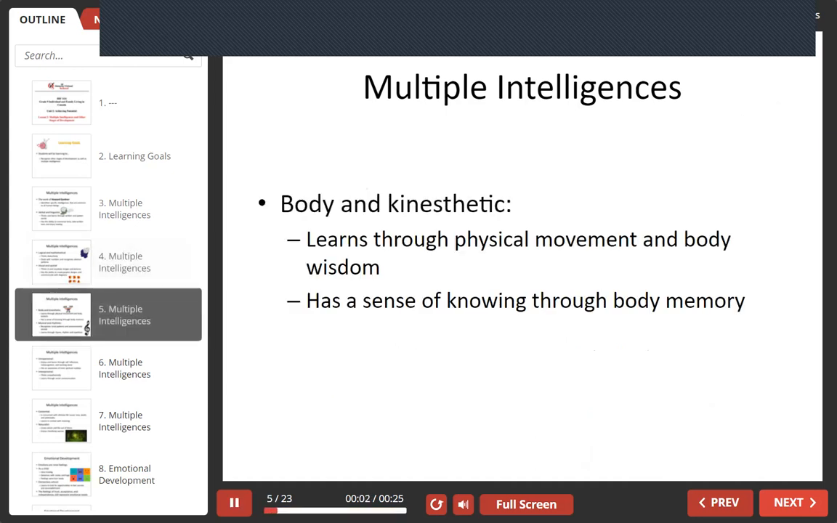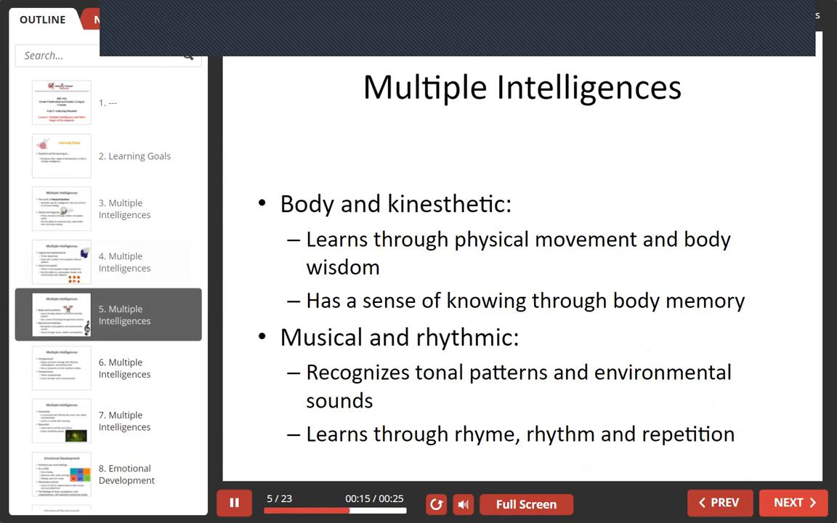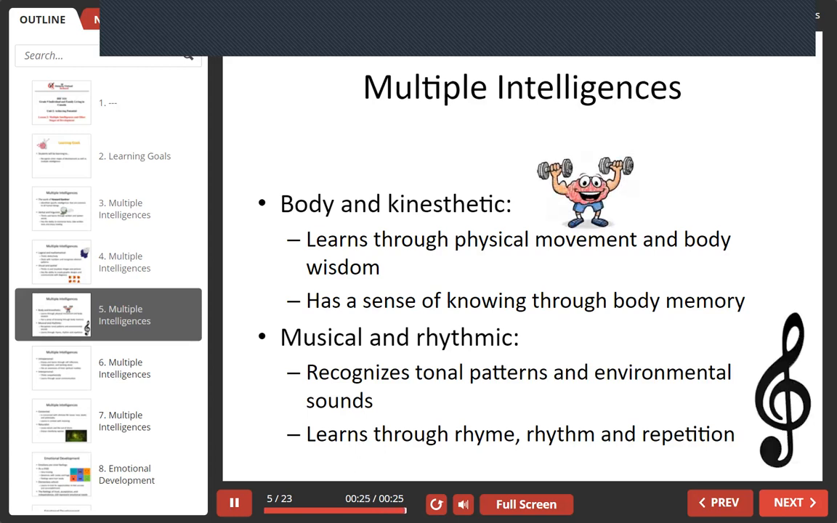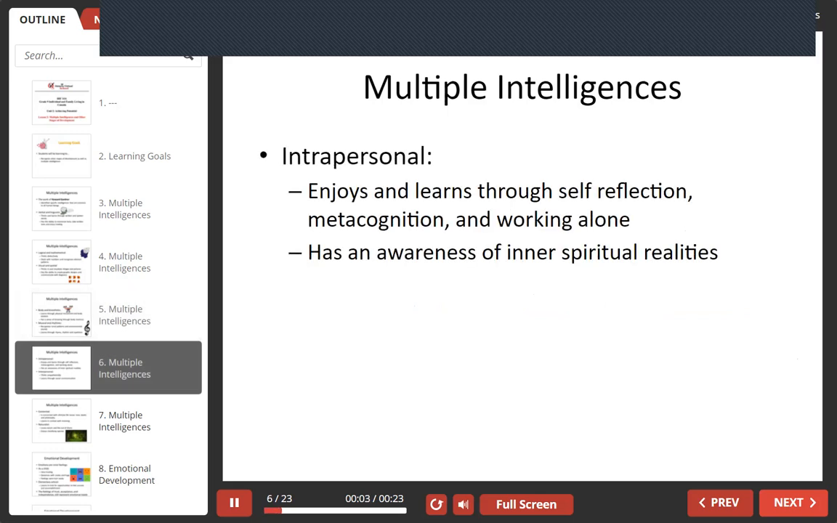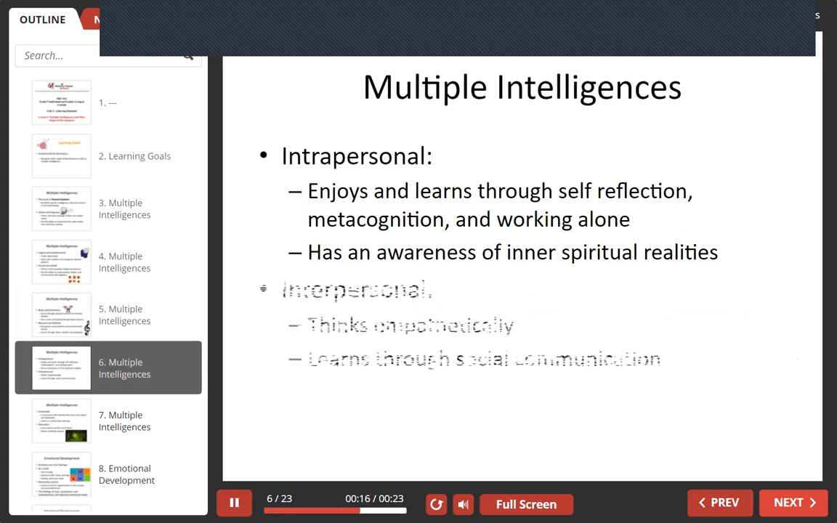Those with body and kinesthetic intelligences learn through physical movement and body wisdom, and they have a sense of knowing through body memory. Those with a musical and rhythmic intelligence recognize tonal patterns and environmental sounds. They learn through rhyme, rhythm, and repetition. Those with intrapersonal intelligences enjoy and learn through self-reflection, metacognition, and working alone. They also have an awareness of inner spiritual realities, so they pretty much keep to themselves. And interpersonal people think empathetically, and they're very social. They learn through social communication.